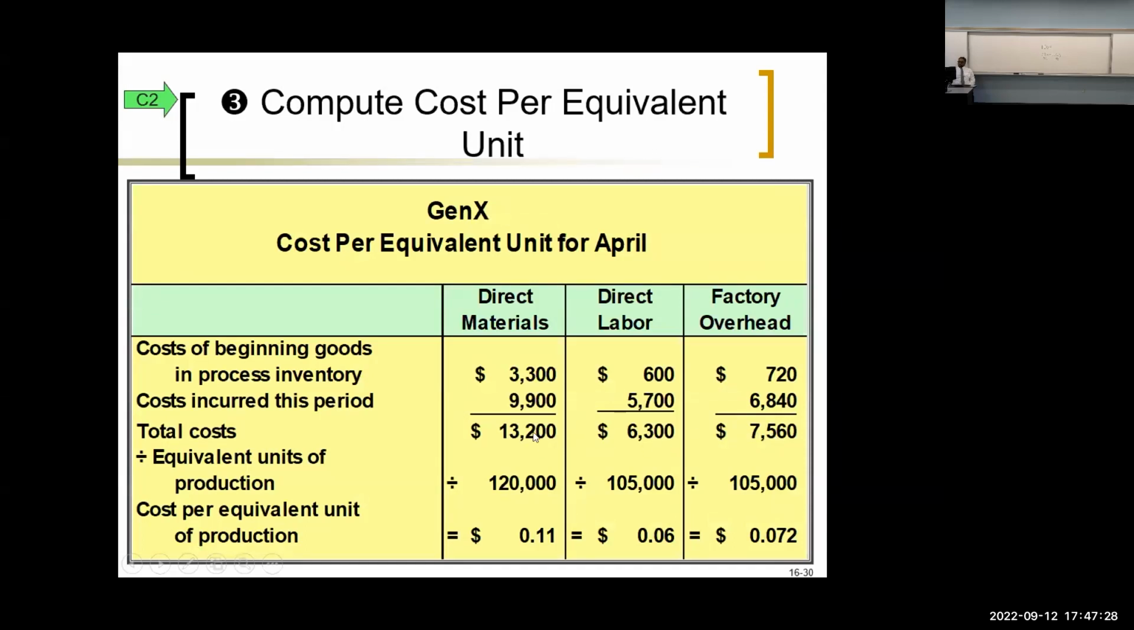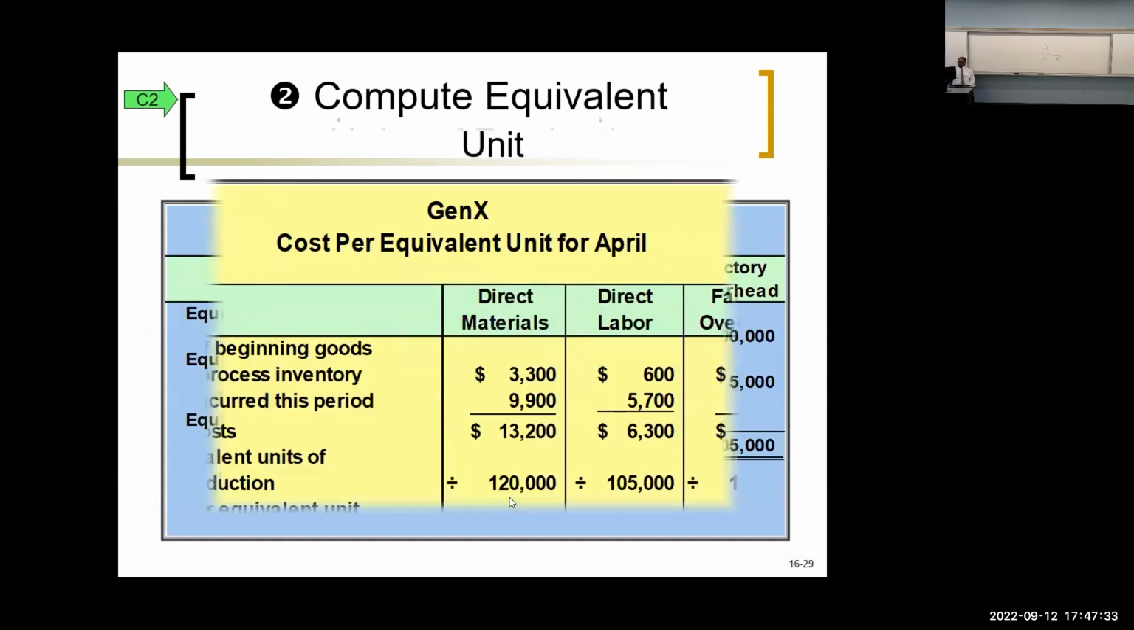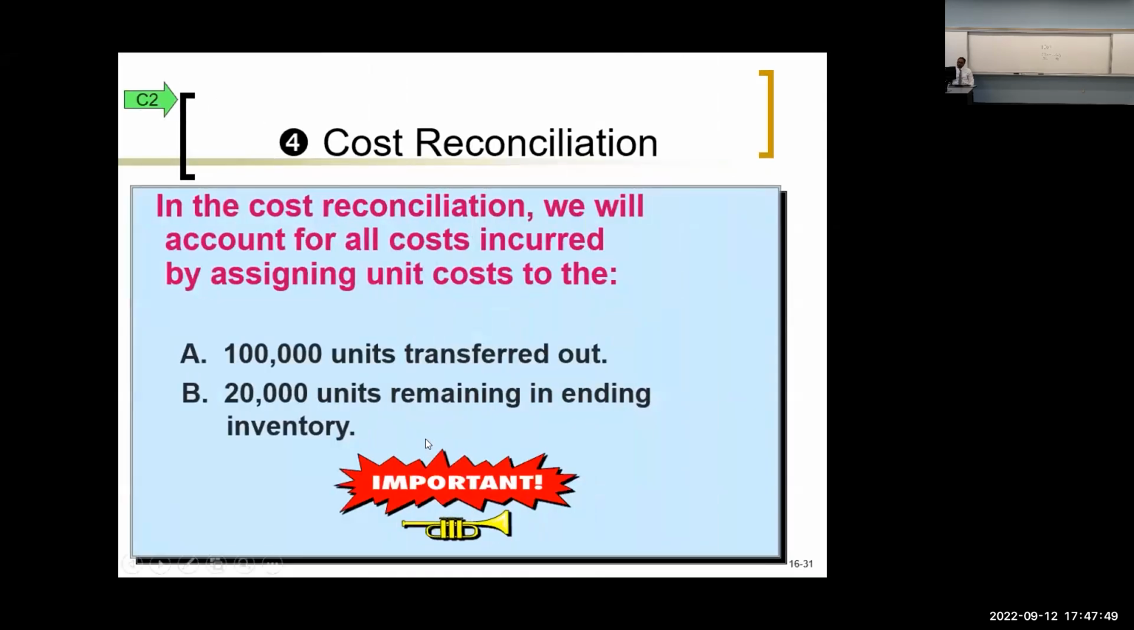And you're going to take these and divide by your equivalent units that you just calculated to get the cost per unit. For direct materials, it's 11 cents. For direct labor, it's 6 cents. And for factory overhead, it's 7.2 cents. And with that information, we're going to reconcile. What we're doing in reconciliation is accounting for the costs incurred and assigning unit costs and making sure that the numbers are right.